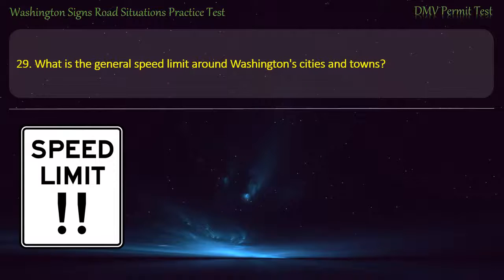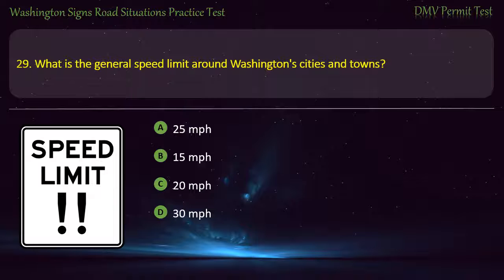Question 29. What is the general speed limit around Washington cities and towns? 25 miles per hour. 15 miles per hour. 20 miles per hour. 30 miles per hour. Answer. 25 miles per hour.